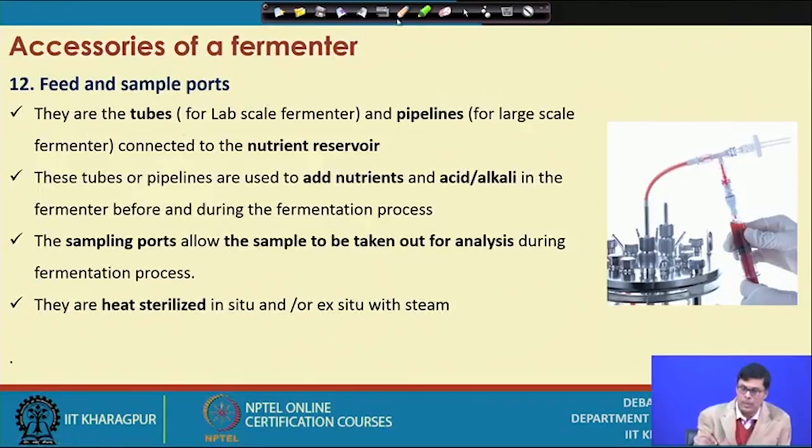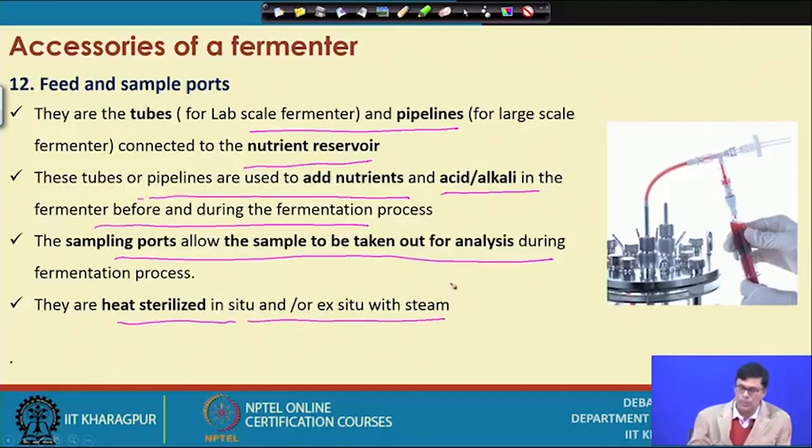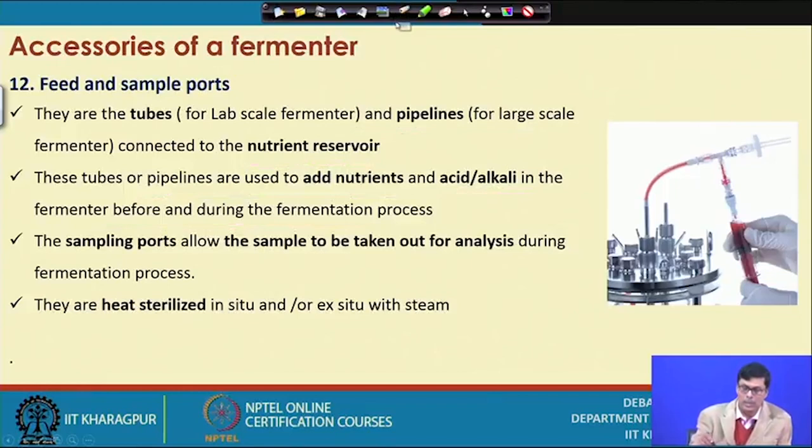So these are the tubes and pipelines connected with the nutrient reservoir. The valve here is the ball valve, which can be instantaneously opened and instantaneously closed. These tubes or pipelines are used for adding nutrients, and sometimes also acid and alkali, before and during the fermentation process. They are also used for the sampling port, where samples are taken out for analysis, and for heat sterilization in situ or ex situ with steam. That is what we use here.